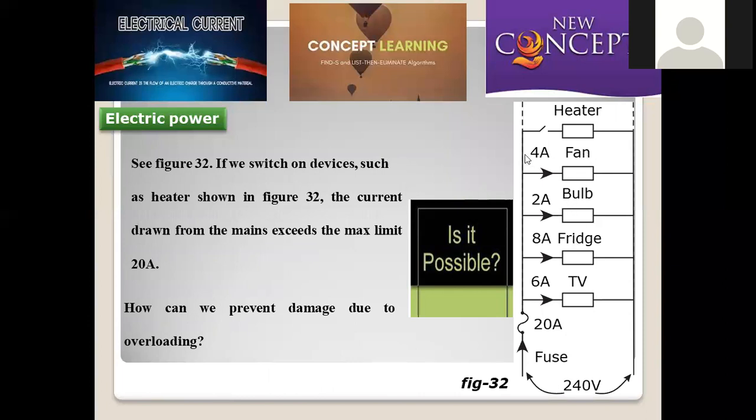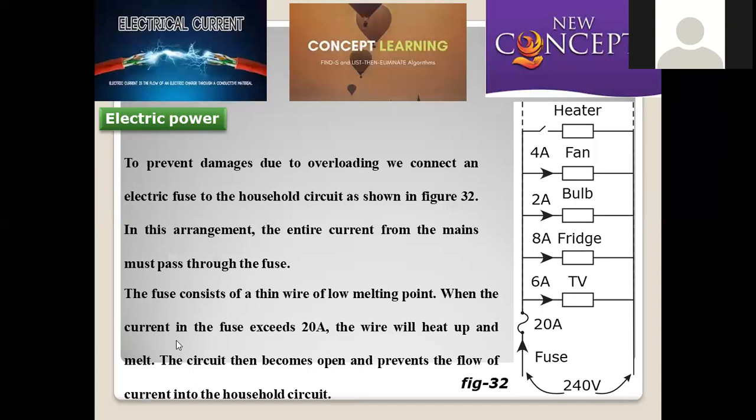their individual consumption will be like this. Fan will consume 4 amperes, bulb will consume 2 amperes, fridge will consume 8 amperes, television 8 amperes, 6 amperes, in this way. So this electricity can be used for different purposes like this. As the heater shown in the figure, the current drawn from the main exceeds the maximum limit. That causes overloading. Overloading leads to a hazardous impact on us.